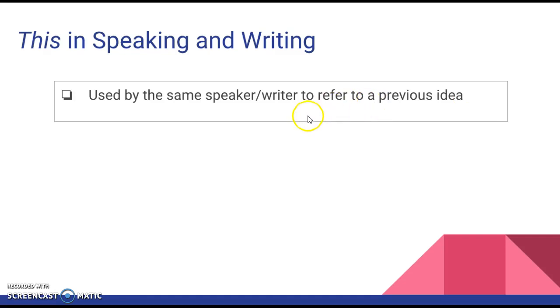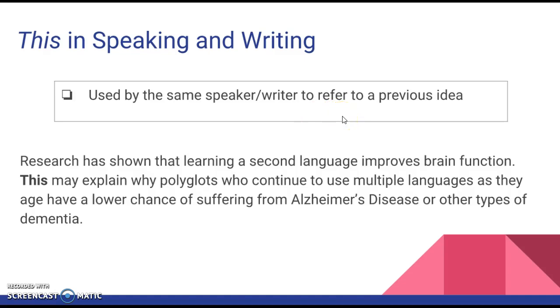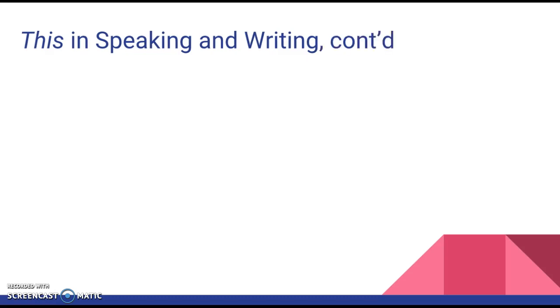The way we use this in speaking and writing, it's used by the same speaker or writer to refer to a previous idea. So if we look again at the same piece of text as the previous slide, you can see that this is being used instead of that. And when we use this, it also refers back to the very first sentence in this text. So this is a pronoun in this piece of text.